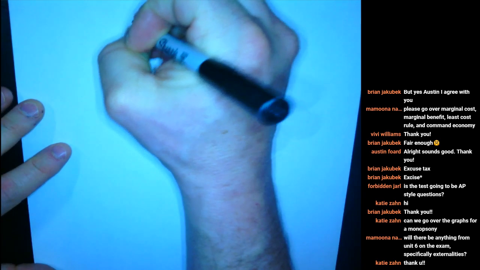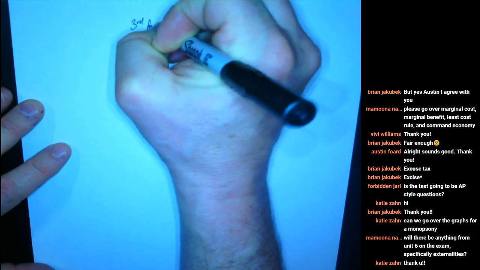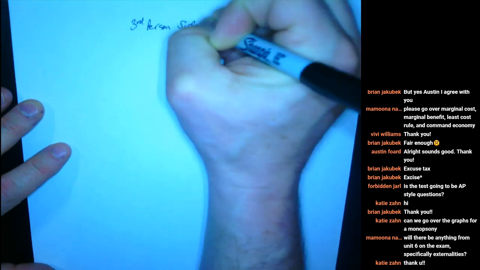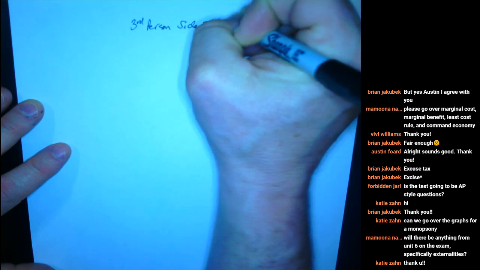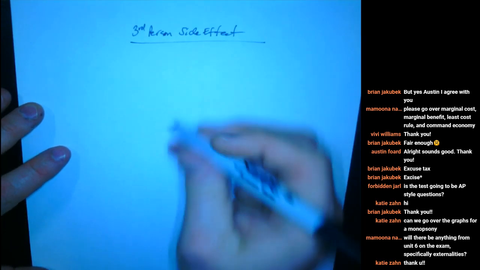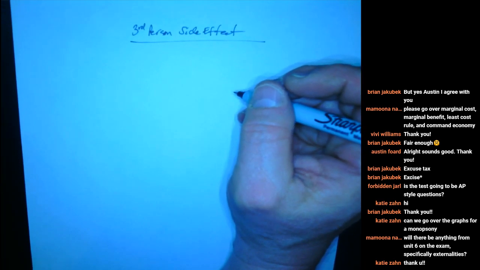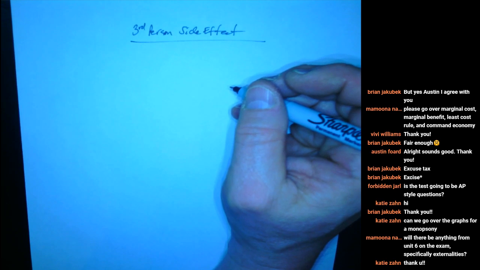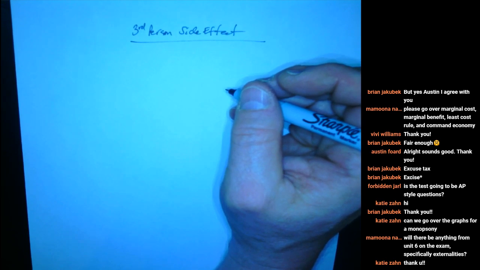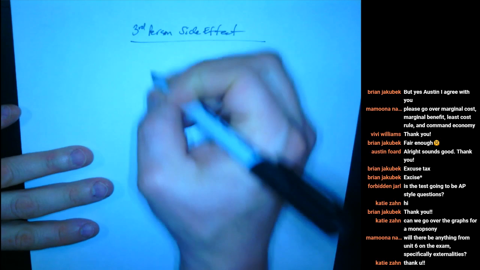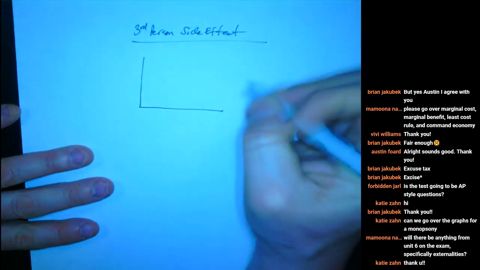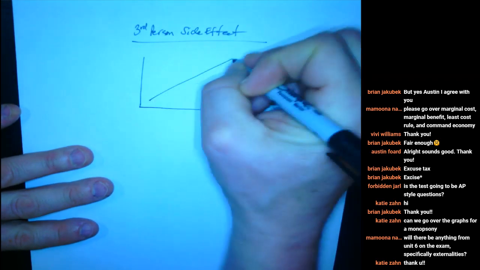Okay. So let's talk about externalities. I'll be going over these tomorrow as well. So an externality is a third person side effect. Okay? Third person side effect. And what happens is if there's pollution, obviously there's a cost to the company. Okay, that's their private cost. But the cost really occurs.